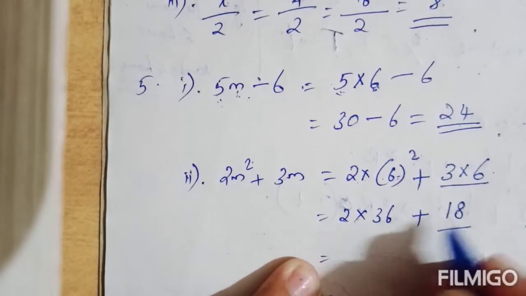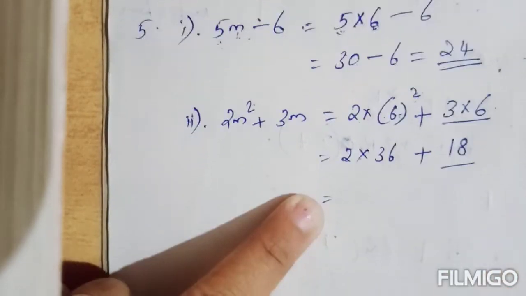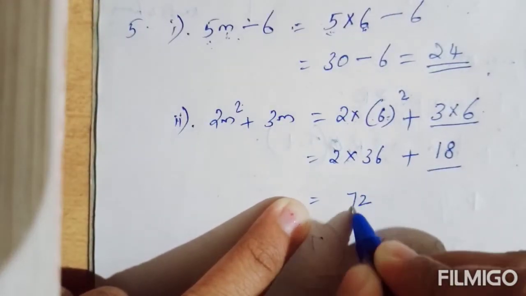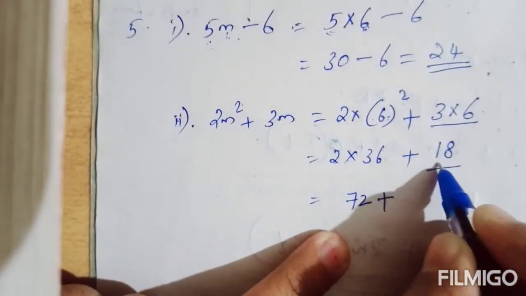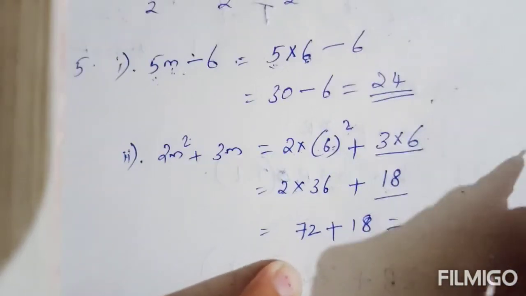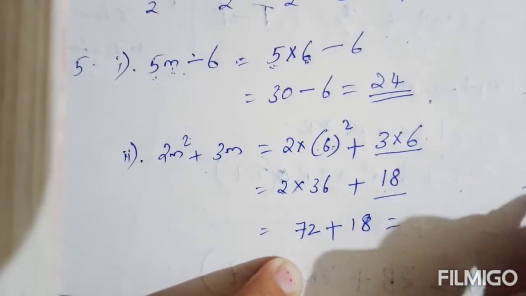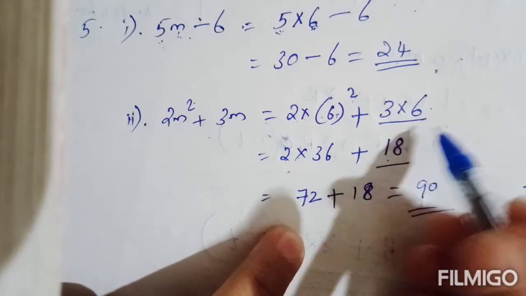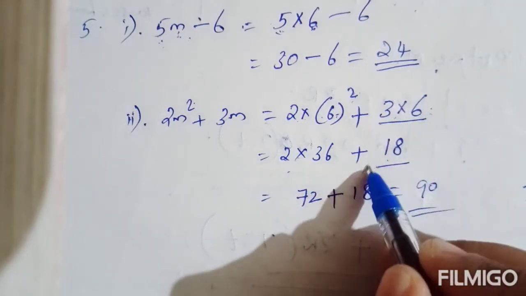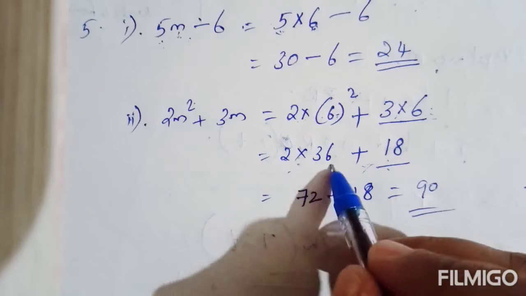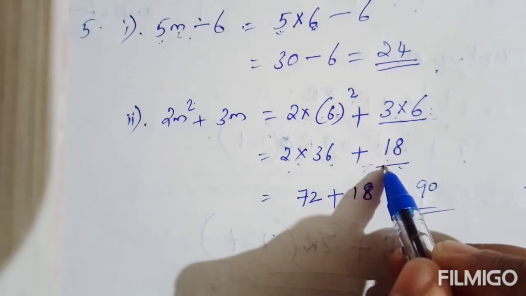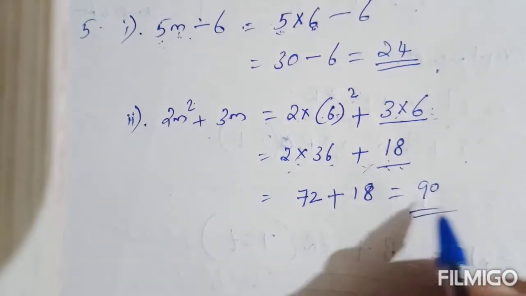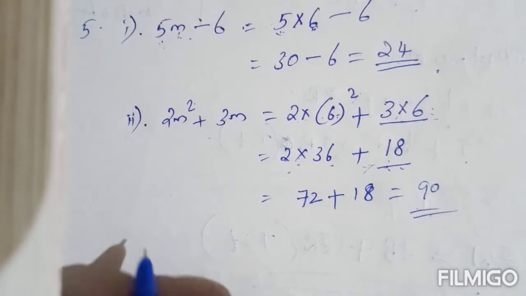Now 2 into 36. What will you get? It is 72, plus this 18. So 72 plus 18, you will get 90. You have to follow BODMAS here. First we have to do multiplication, then only we can do addition. So 90 will be the answer.